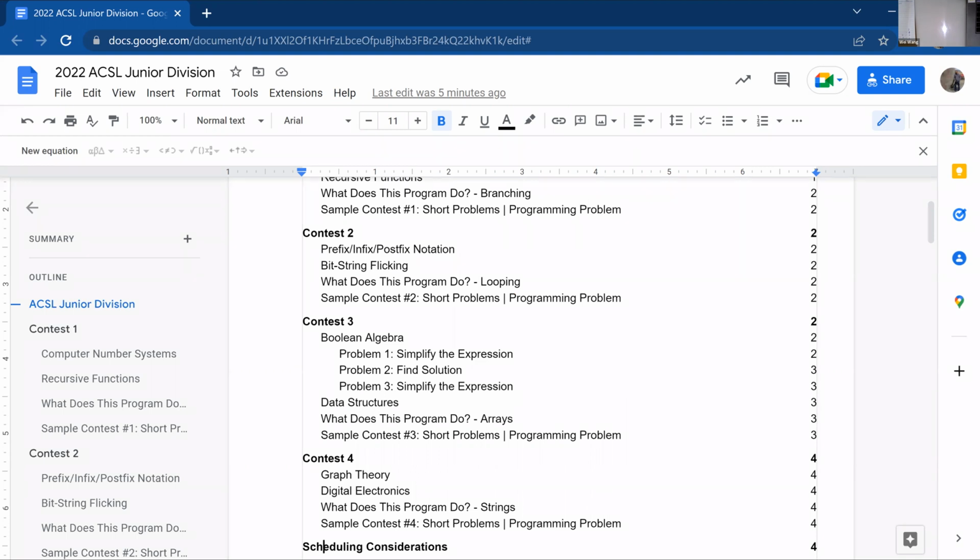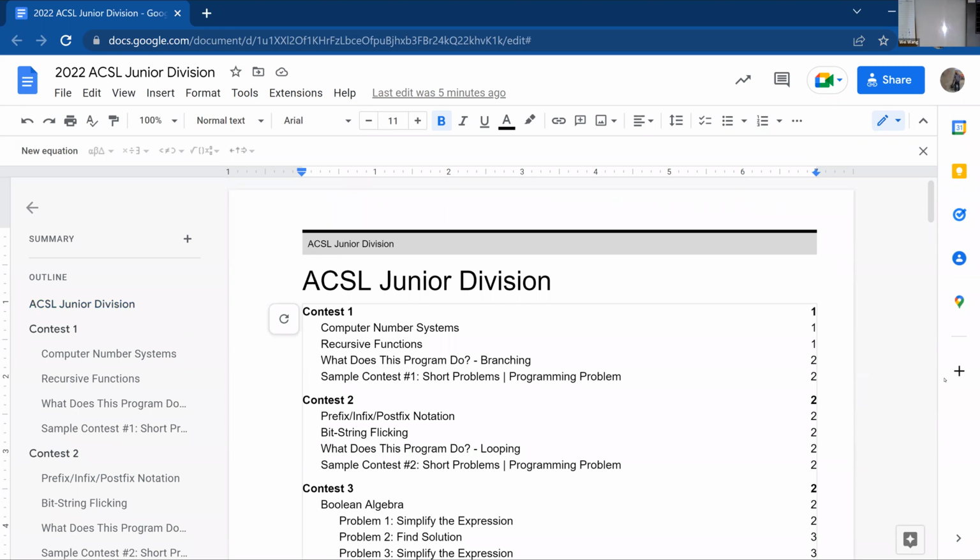Okay. So this document, basically, I have this table of contents here, right? And the table of contents basically lists all the 4 contests that the junior league will have, and the contents of each of those contests. So we've talked about computer number system, recursive function, and what does this program do? Prefix, infix, postfix. And today we're going to talk about bit string flicking and Boolean algebra. Those are on there.